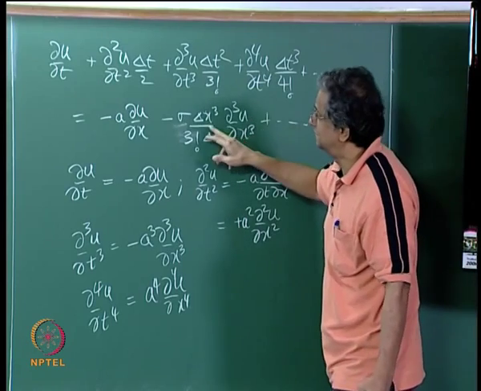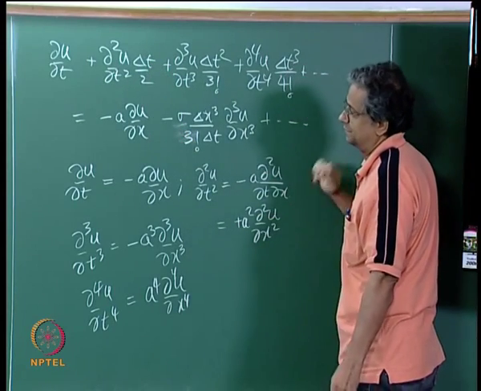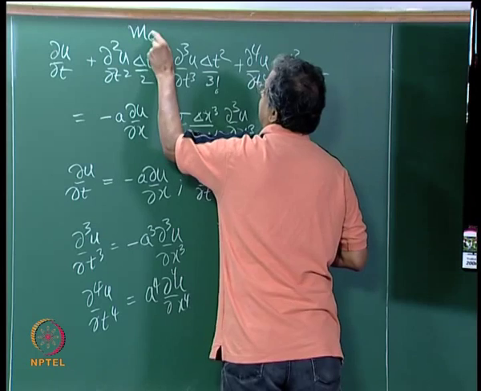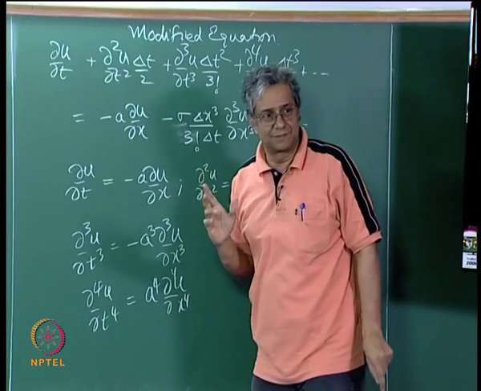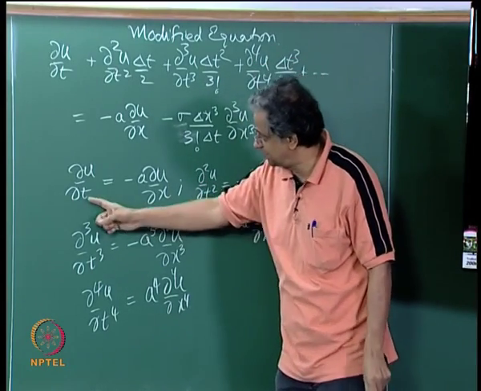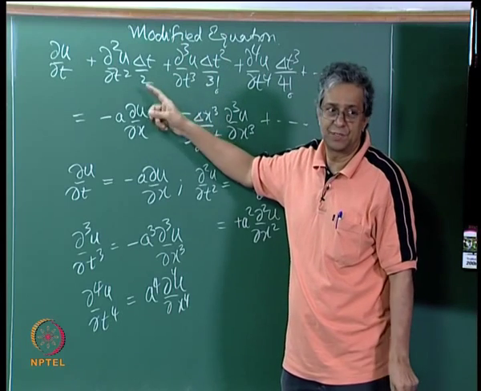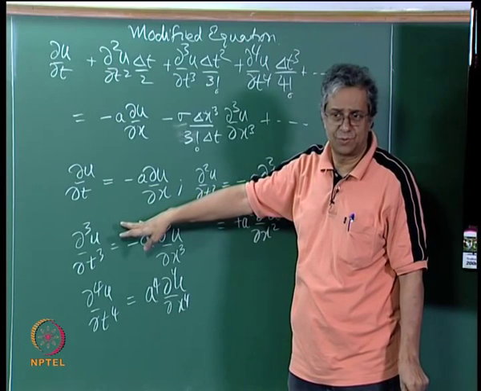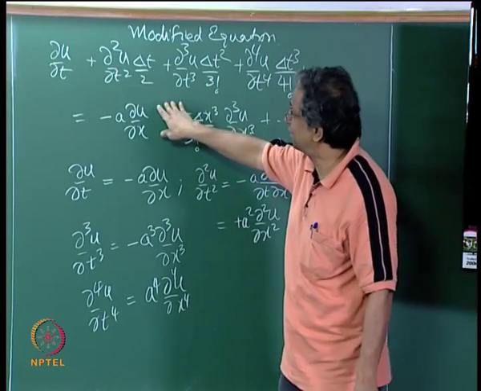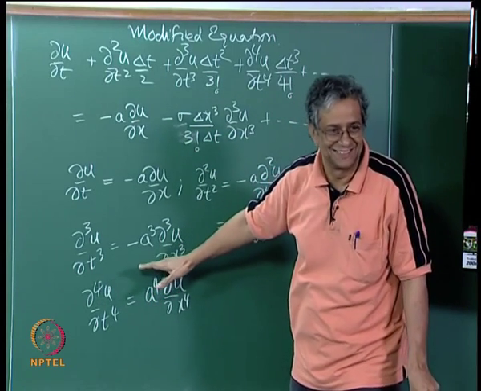Since this equation, ∂u/∂t equals minus a ∂u/∂x, looks very similar to the original equation, this is called the modified equation. But there is a point here. If I am going to substitute for the time derivative, for the second derivative, to eliminate the terms there, should I not use the modified equation instead of the original equation? You understand what I am saying? If this is the modified equation, the equation that I am actually solving, should I not use it to make the substitution instead of the original equation? The answer is yes, you should.